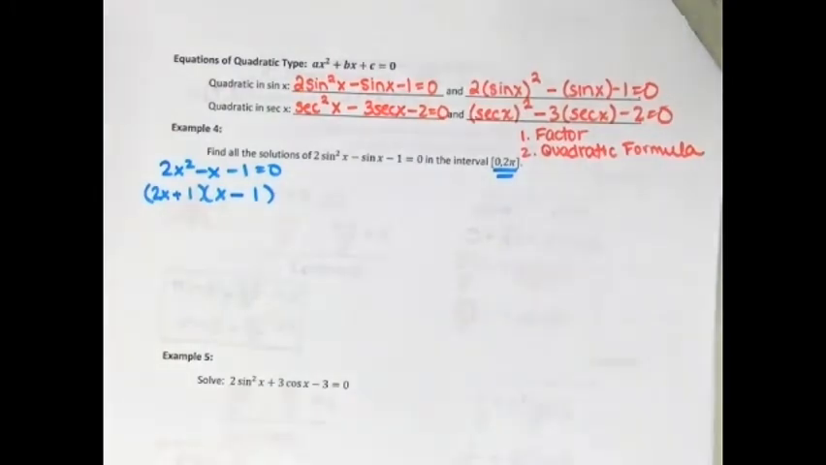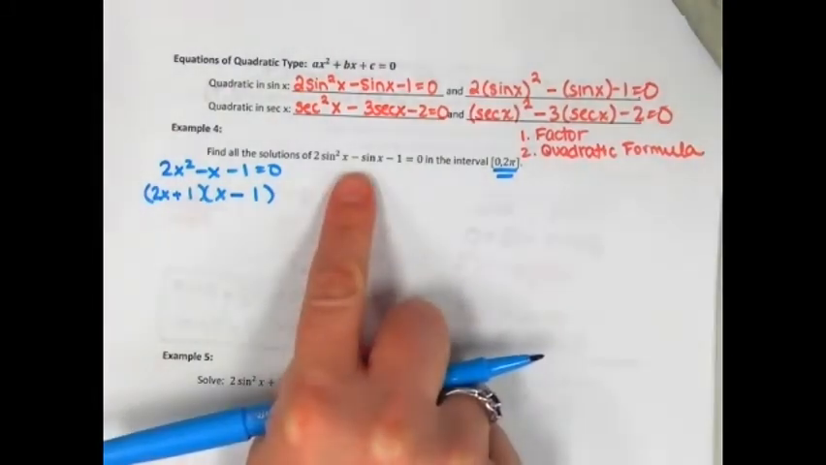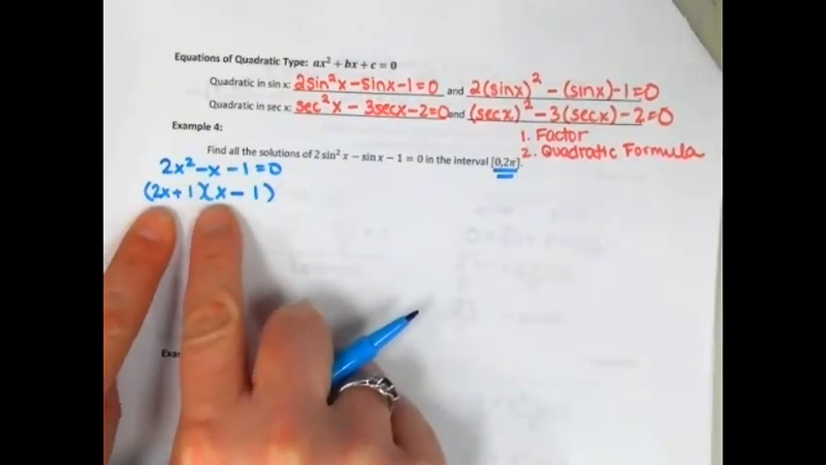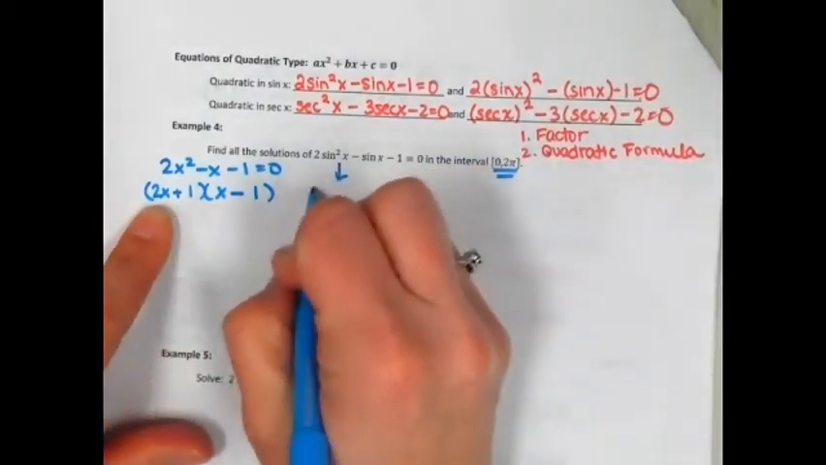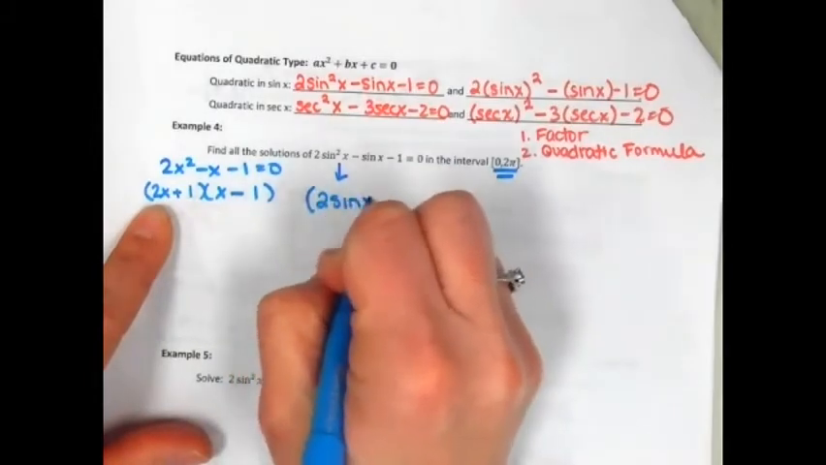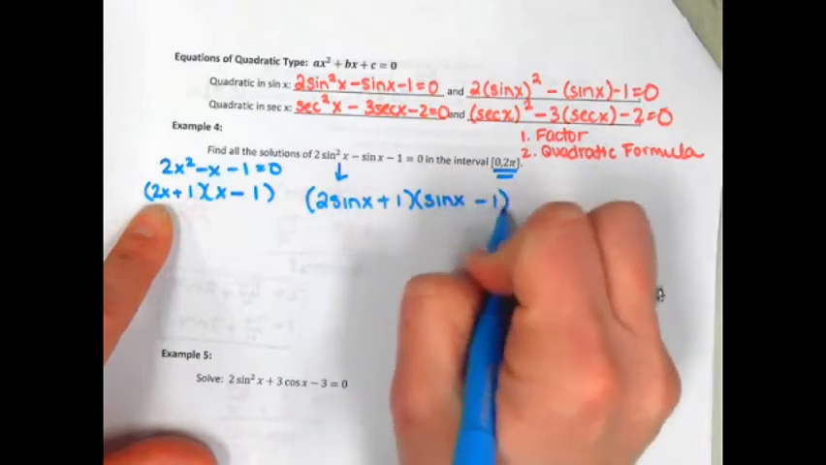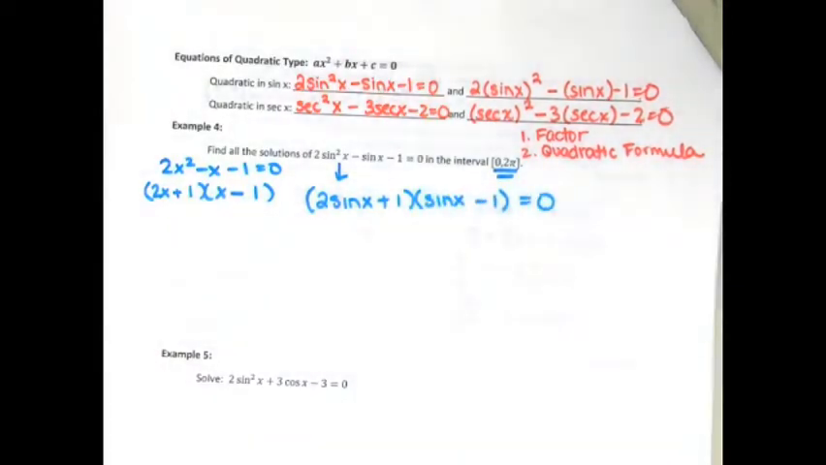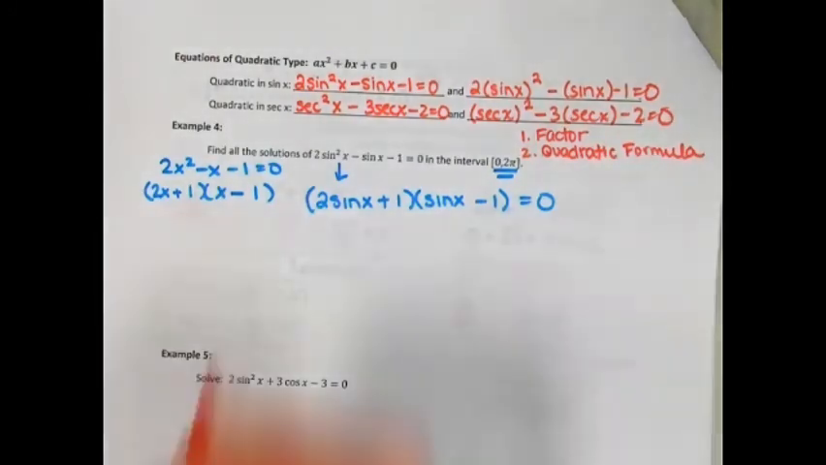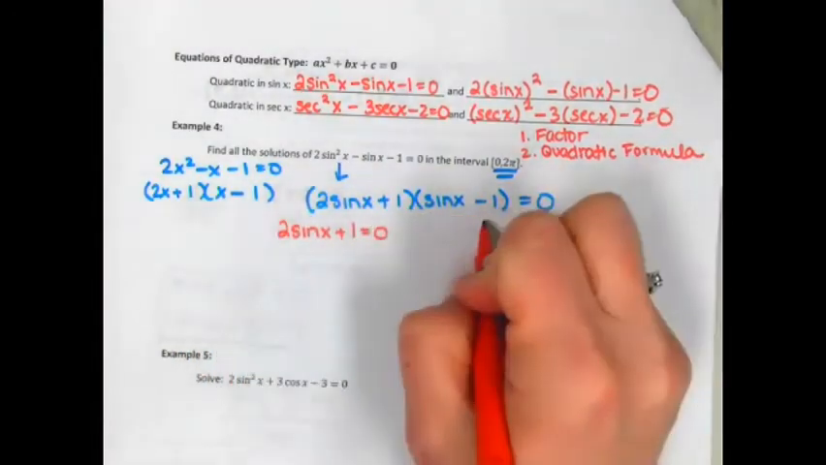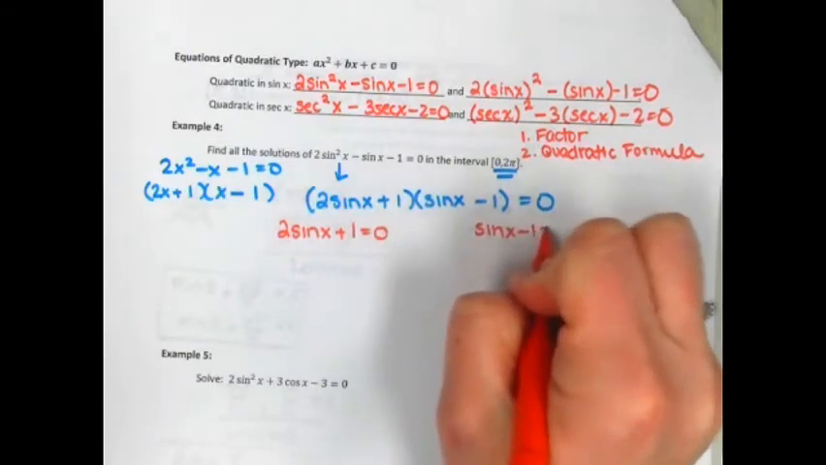So can I factor that? Yes. So can I factor 2 sine squared x minus sine x minus 1? Yes. The only difference is that the 2x and the x become sines, right? So to factor this, I would have 2 sine x plus 1 times sine x minus 1 equals 0. Now, once we're factored, what can we do? Set them equal to 0. So we have 2 sine x plus 1 equals 0 and sine x minus 1 equals 0.